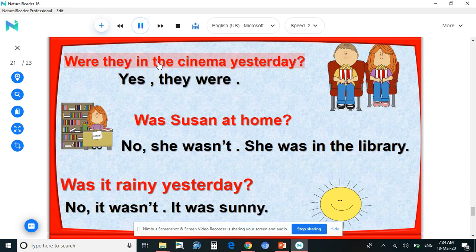Were they in the cinema yesterday? No. Yes, they were. Was Susan at home? No, she wasn't. She was in the library. Was it rainy yesterday? No, it wasn't. It was sunny.